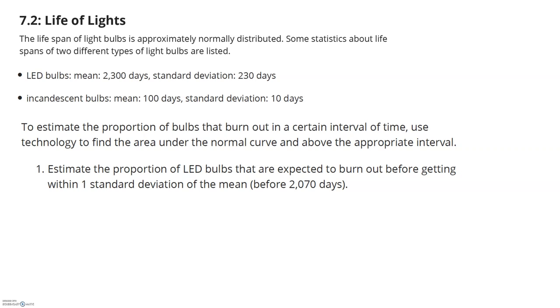So the first one should be within one standard deviation below the mean, 2,070, and then the other one you just add it up, so it should be 2,530.